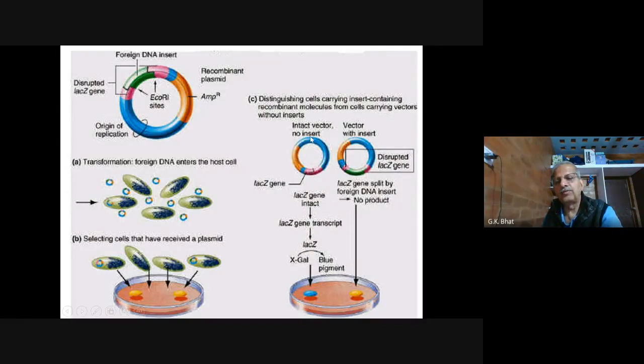Intact vector, no insert. The lacZ gene works, it transcribes, it makes this blue. Where there is no lacZ, it cannot convert the chromogenic substance into blue, so it will be white.